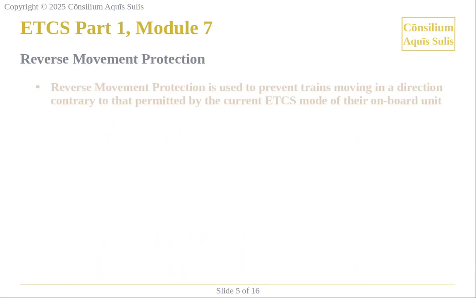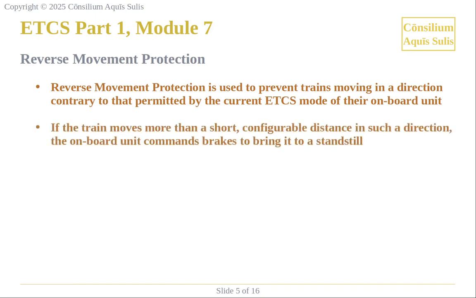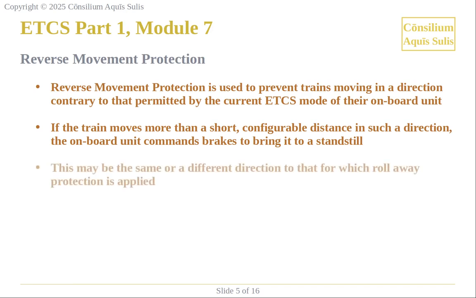Reverse movement protection is used to prevent trains moving in a direction contrary to that permitted by the current ETCS mode of their onboard unit. If the train moves more than a short configurable distance in such a direction, the onboard unit commands brakes to bring it to a standstill. This may be the same or a different direction to that for which roll-away protection is applied.